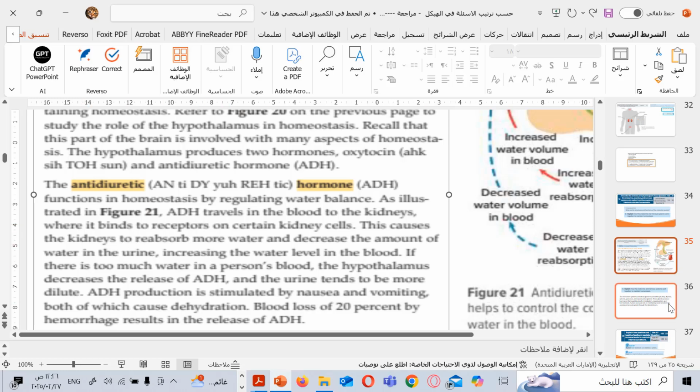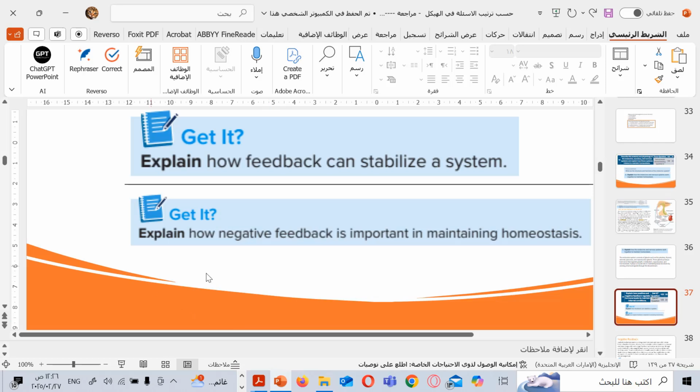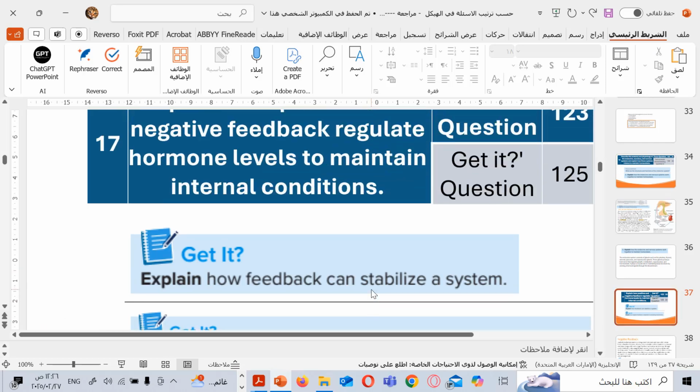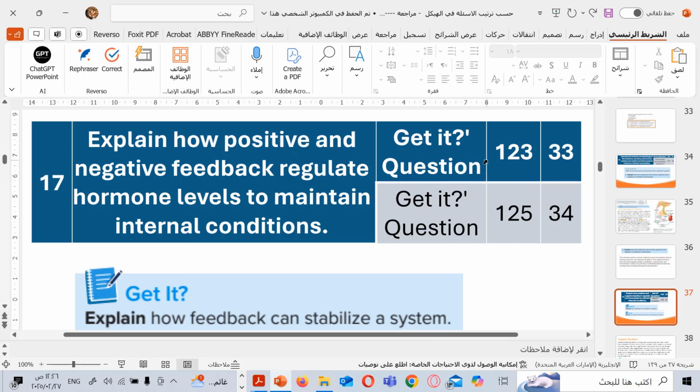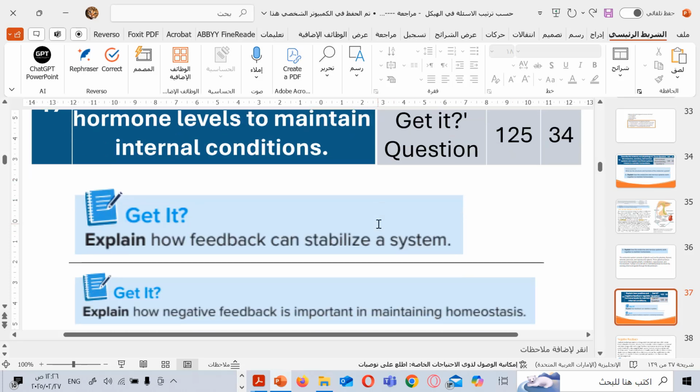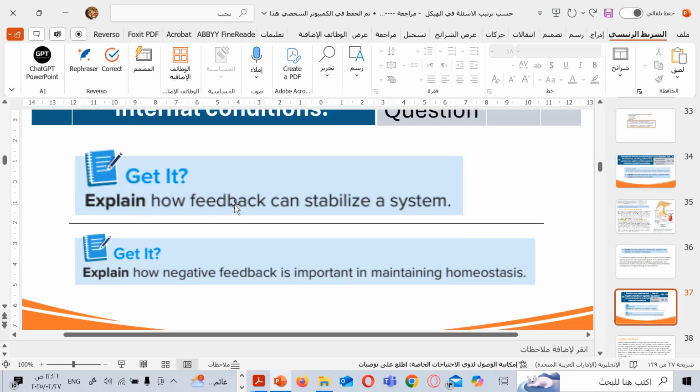Okay. Let us see the next question. The next question is number 17. Get question 1, 2, 3 and 1, 2, 5. These are the two questions. Explain how feedback can stabilize a system.